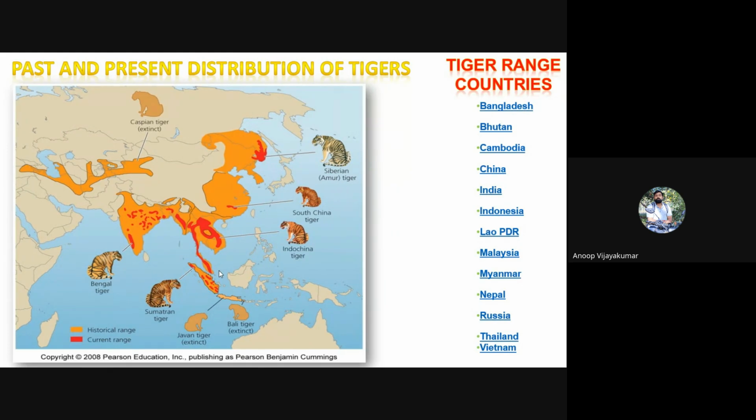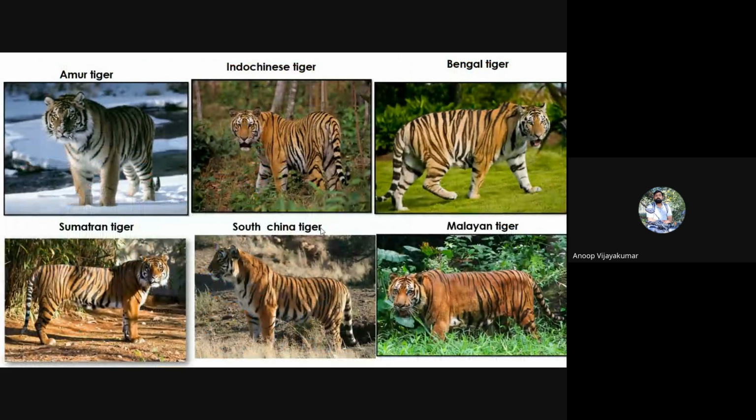In the last century, we lost three of the nine. In this you can see the light area. These are the tiger's historical distribution, and this red color is the present tiger distribution globally. We have tigers in all these countries, but in 100 years the distribution shrank like this, the historical and the present distribution map.